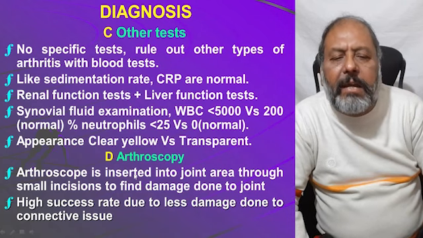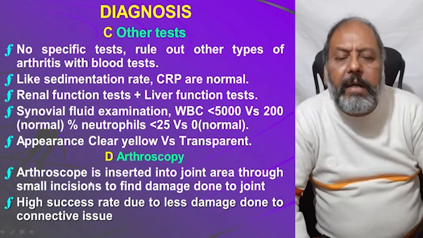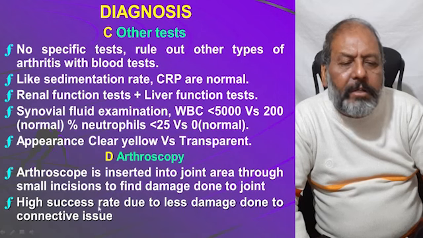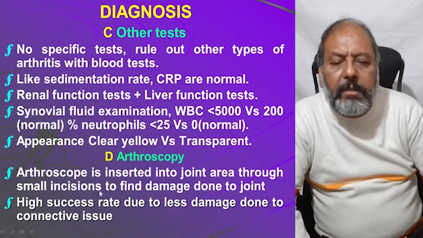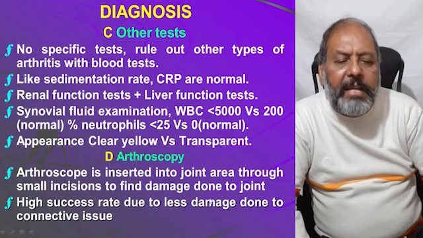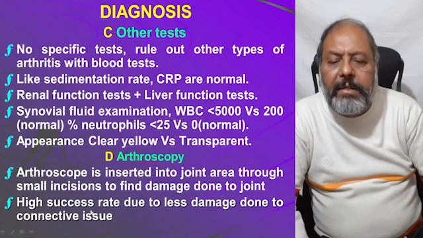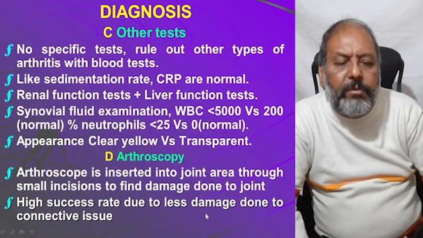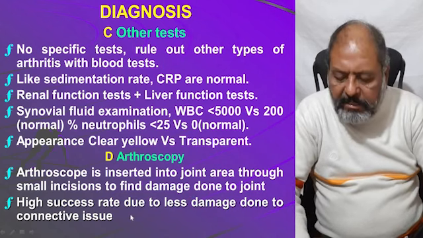The next in diagnosis is arthroscopy. The arthroscope is inserted into the joint area through a small incision to find damage done to the joint. It has a high success rate due to less damage done to the connective tissue.